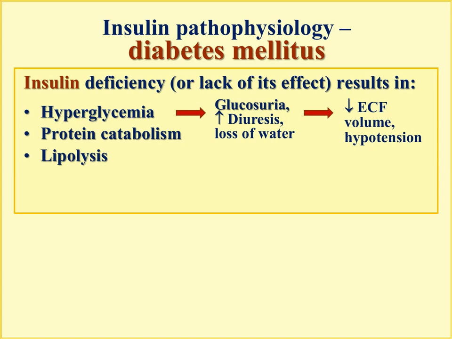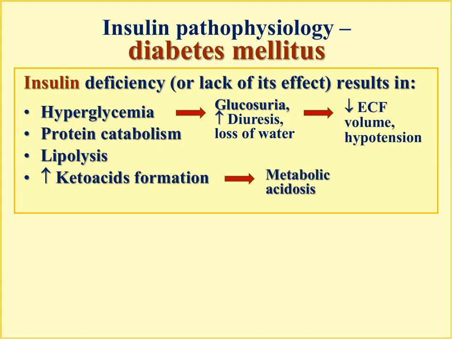Then lipolysis. Then ketoacids formation, and this, in severe cases, can be a serious problem because it produces severe metabolic acidosis, because ketoacids are acetoacetic acid and beta-hydroxybutyric acid. Both are acids, and so acidosis follows.